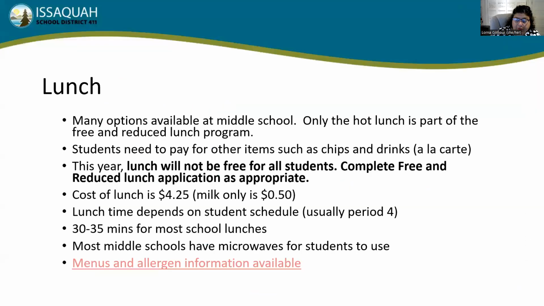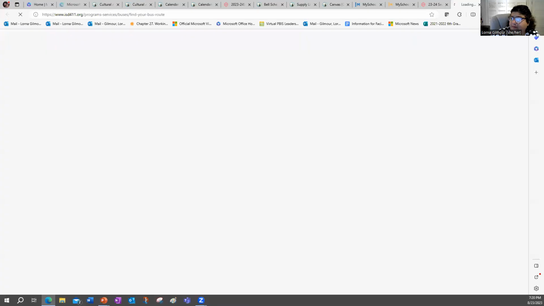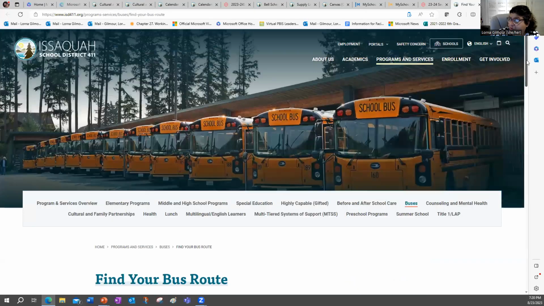Okay. So next one is transportation. Now, if you've not already done so, please take a moment and go to the website and look for your child's bus route. It is available and you need to use your student's name and birthday to find out, and it gives you great information for it. So let's just do that right now, instead of me talking about it, to show you.